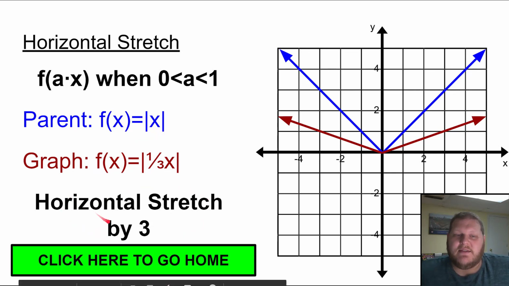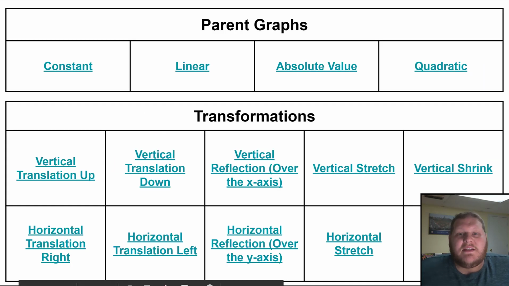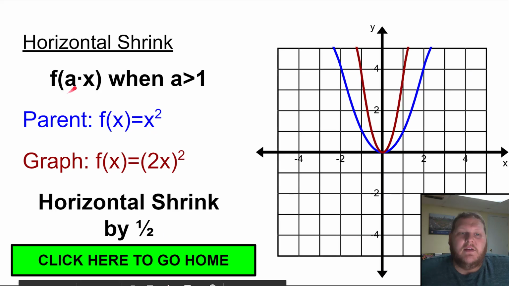So description-wise, same as you would expect. You have to tell me that it's horizontal. You have to tell me that it's a stretch, and you have to tell me by what factor. Now this is the part again that's confusing because I see my a value as 1/3 in my equation, but since it's stretching it 3 times wider than what it usually is, that's the value I have to use in that description.